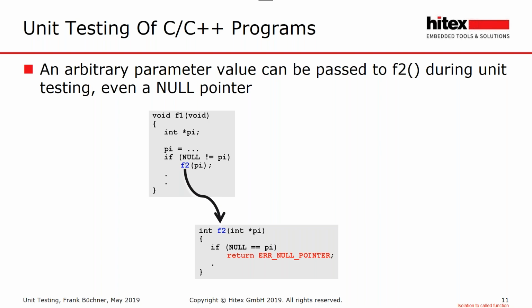This is different during unit testing. It is technically quite simple to pass a null pointer to f2 during unit testing, and then you will find out if it is detected and if the correct error number is returned. That's technically very simple, and this is one of the big advantages of unit testing. This was the isolation to the calling unit.